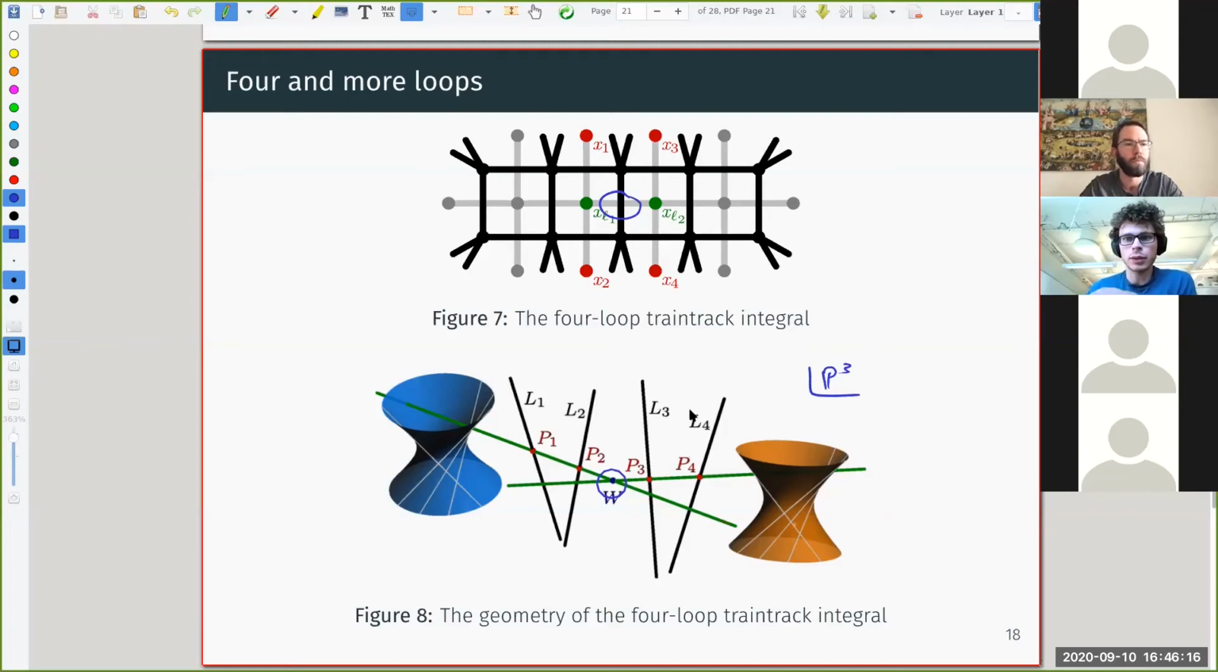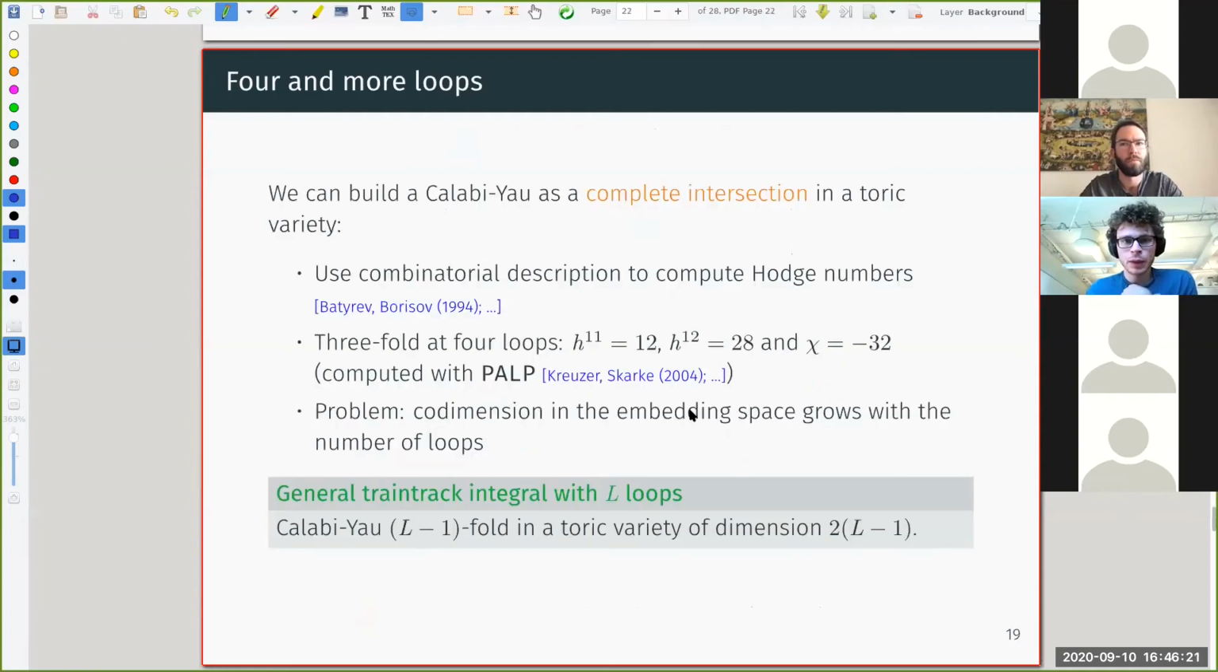generalize. So you can iterate this procedure now. You can keep adding these lines and demand some intersection. And so in total, we can actually always build, for these train track integrals, this Calabi-Yau manifold as a complete intersection that could be embedded in some toric variety. So the usefulness of this is maybe that you can use some combinatorial description, in particular this Batyrev-Borisov construction of Calabi-Yaus, to compute some data about them. So you can compute some Hodge numbers, for instance.